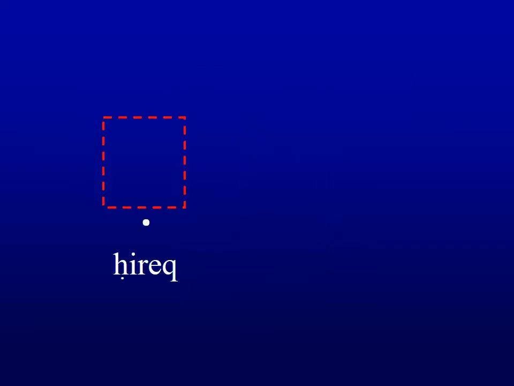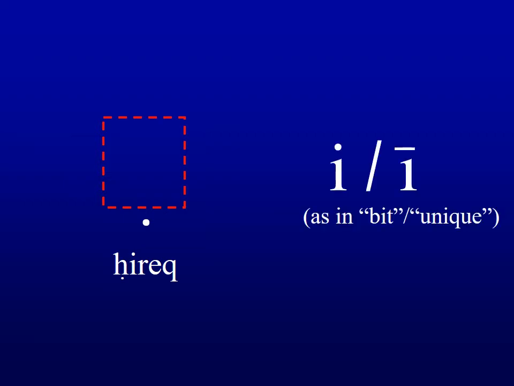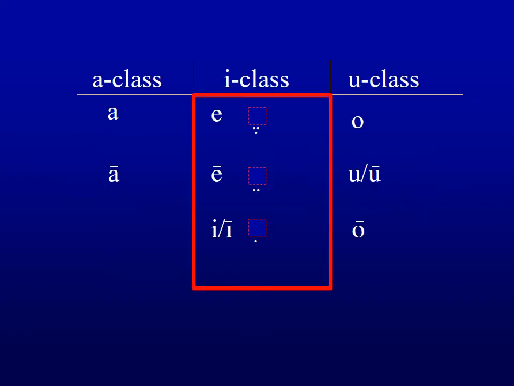Then finally we have the hirek. The hirek is a single dot underneath the consonant. The hirek can be either a short I, as in bit, or a long E, as in unique. We'll talk more about how you know when it's long and short, but for the most part, it doesn't really affect too much. So I or E.